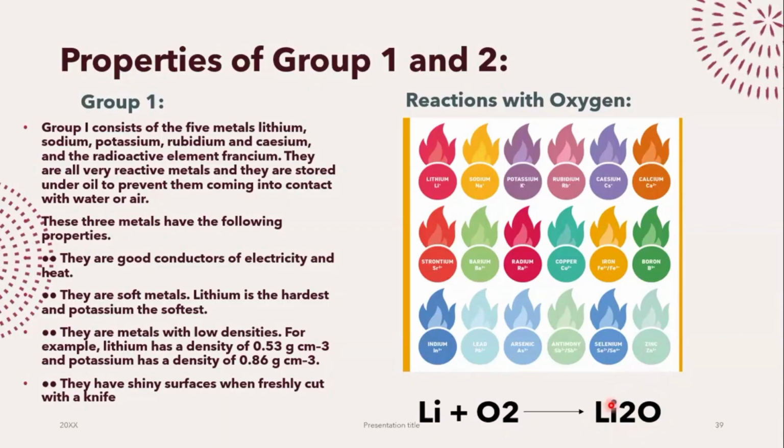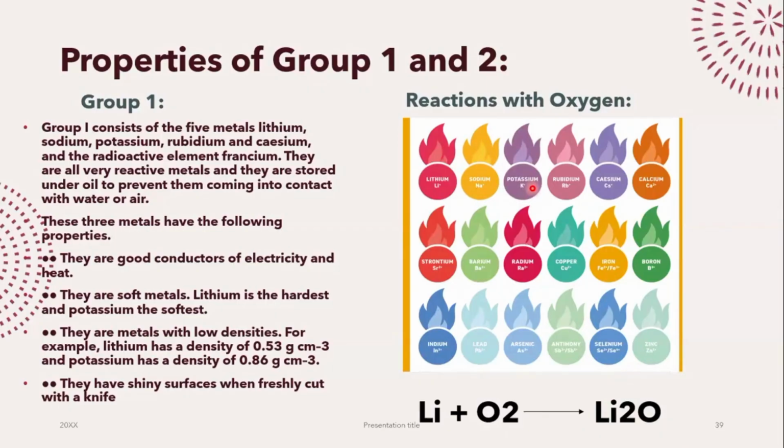Each metal will give you a different color. For example, sodium gives you a yellow flame, while potassium gives you a purple flame. Right? So, different metals are going to give you different colored flames. Calcium gives you an orange flame. That is their characteristic feature.